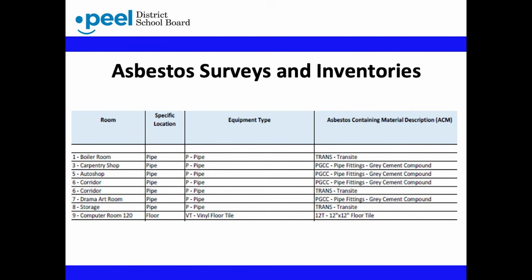Another important part of the Asbestos Management Program outlines how the board will retain information about asbestos-containing materials in our buildings. As per O. Reg. 278/05, employers are required to create a record or inventory of all asbestos-containing materials in the workplace. The inventory should include the material, location, quantity, type of asbestos, friability, and its condition. The inventory must be updated at least once every 12 months.